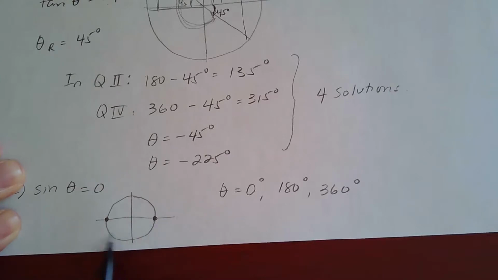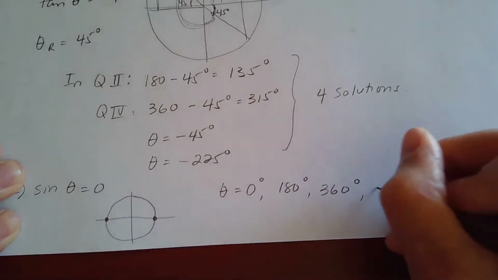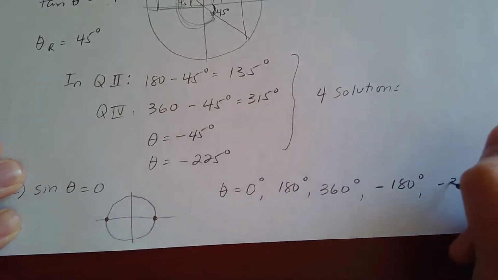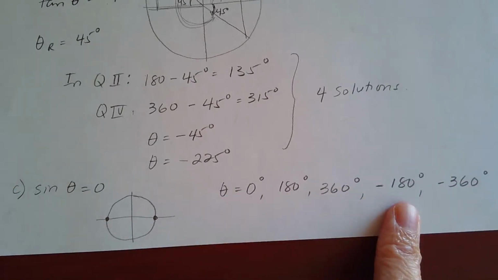If I go negative rotation, it's going to be negative 180 degrees. And then I have to go all the way around again, negative 360 degrees. In this case, there are 5 solutions in that one.